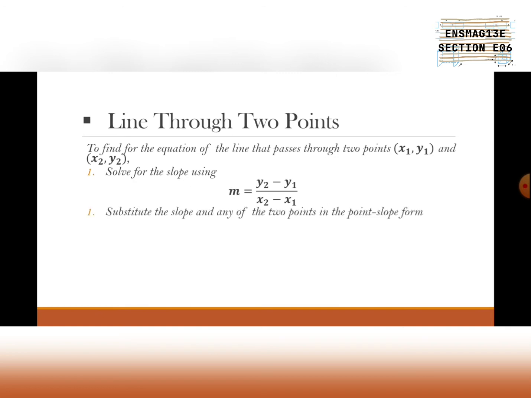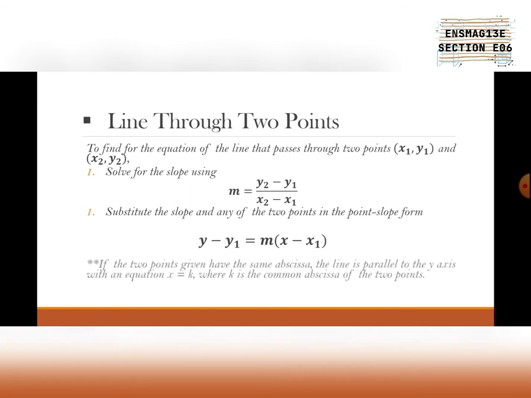Next, we substitute the slope and any of the 2 points in the point-slope form. That is y minus y sub 1 is equal to m times x minus x sub 1. If the 2 points given have the same abscissa, the line is parallel to the y-axis with an equation x is equal to k, where k is the common abscissa of the 2 points.